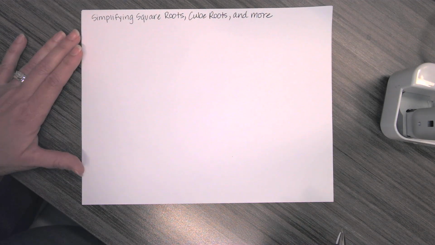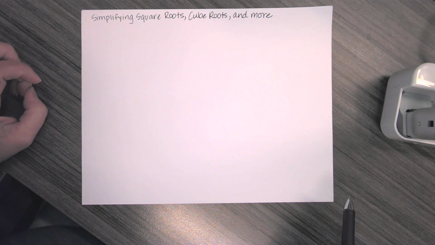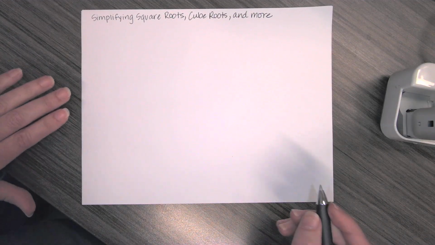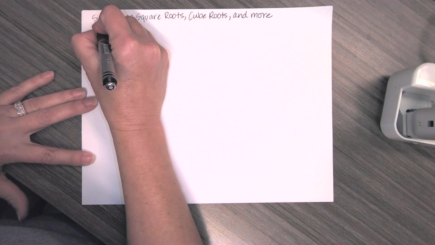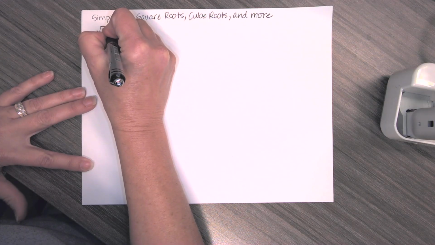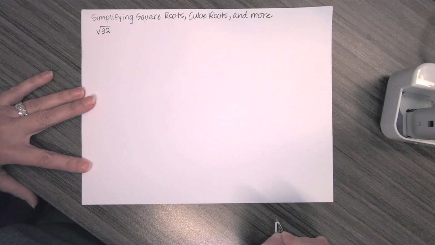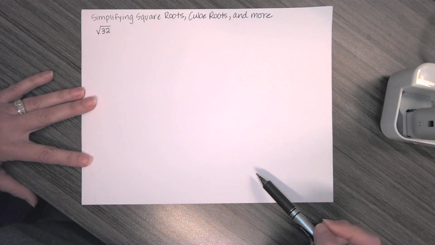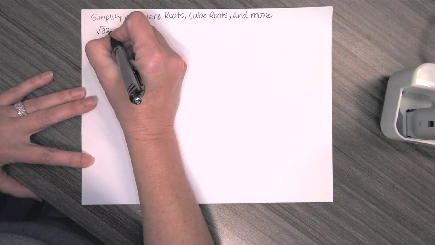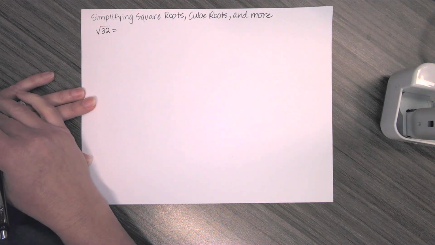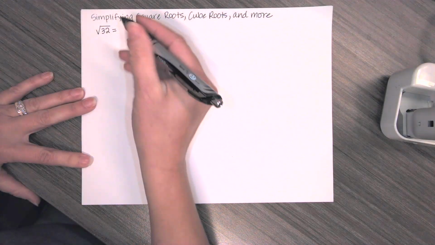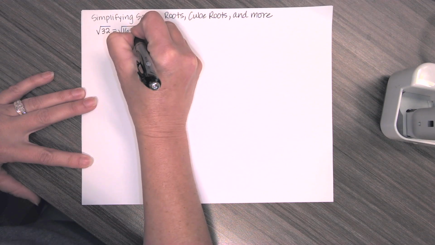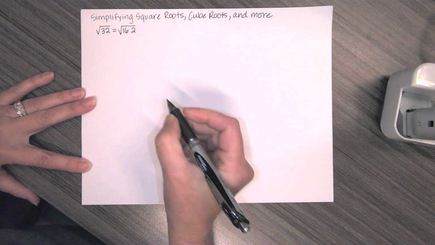In this video, we're going to look at simplifying square roots, cube roots, fourth roots, and more. In the previous video, we looked at how to simplify a square root, like the square root of 32, and I said to look at your list of perfect squares, and we were looking for the largest perfect square that divided evenly into 32, and that would be 16. So we broke 32 down to 16 times 2.